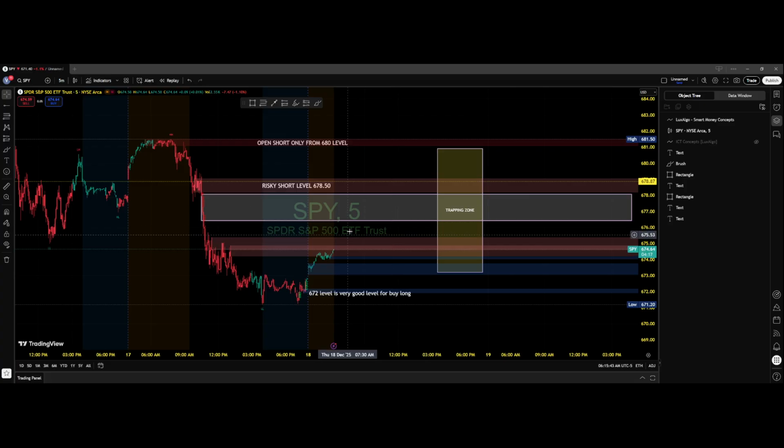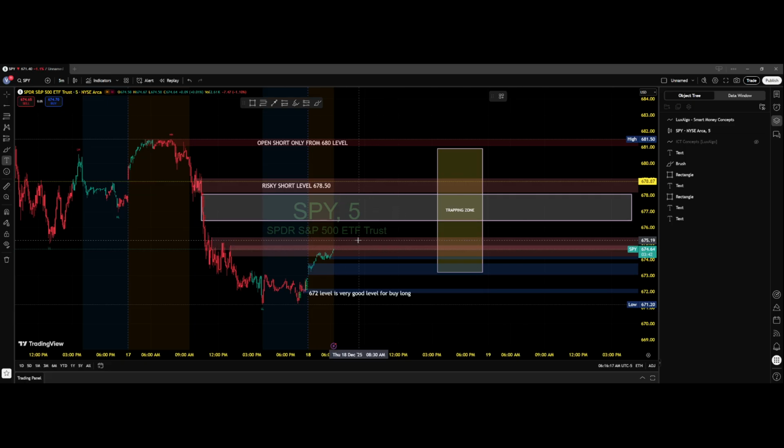Sometimes what happens is the market starts to range between these gaps, and that's why I put a trapping zone, because that is where most of the traders are stuck. Should I buy the calls, or should I short? So if we want to enter in this kind of zone, try to avoid it. But if you cannot hold yourself, then there are two levels I have given.